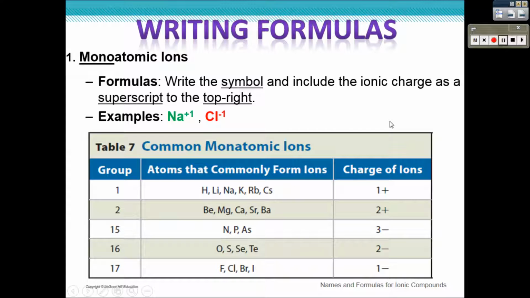If you hadn't done so already from section 7.1, you want to go ahead and write the charges for all the common ions on groups 1A all the way through 8A. So everybody in group 1 is +1, everybody in group 2 will be +2 charge, so on and so forth.